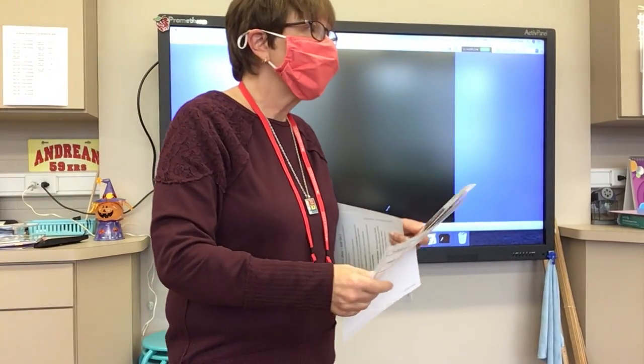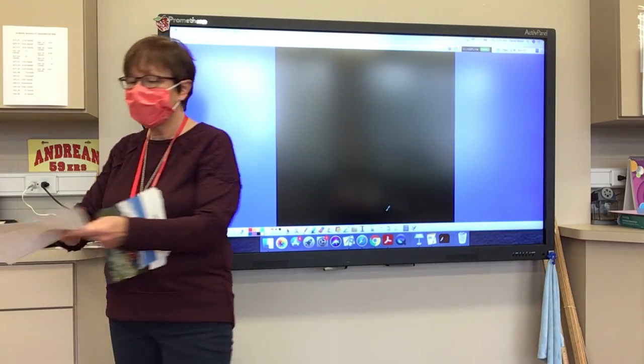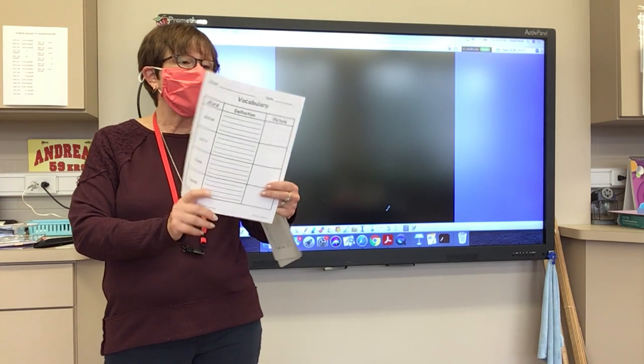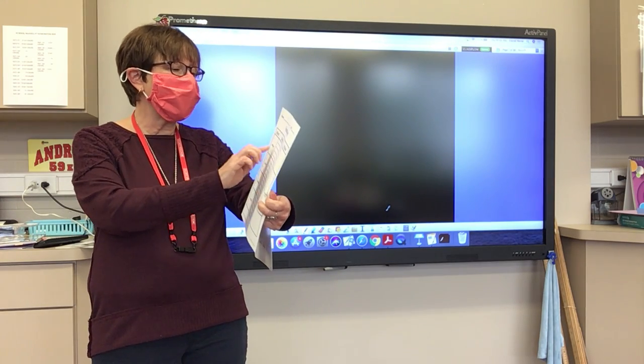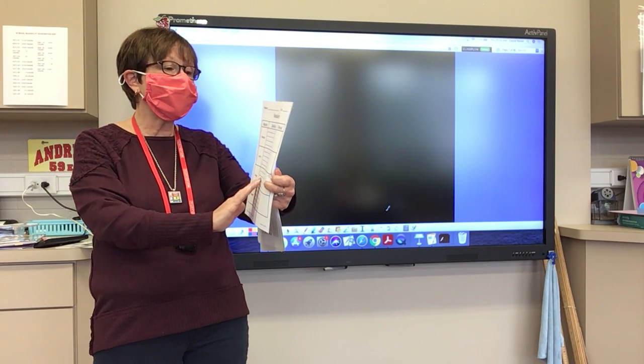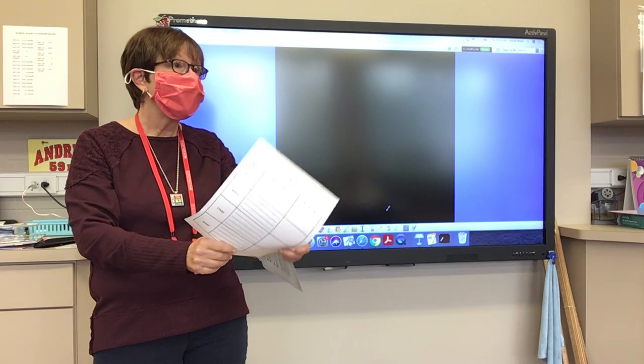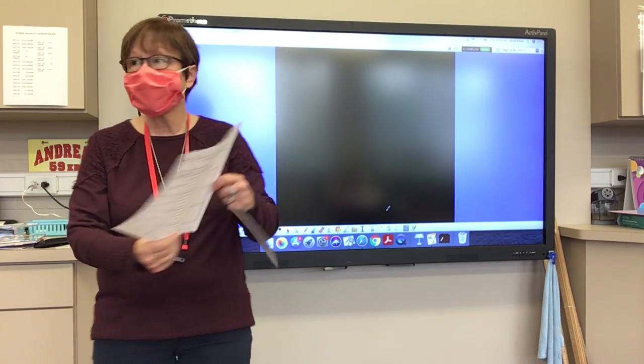Okay, boys and girls, we are going to go over our new vocabulary for our story. Actually, we're going to be reading a very long poem. This week we have a sheet that looks like this. We have our word already written, and we're going to write our definition, and then I'm going to give you a little bit of time to draw a picture to go along with your word.